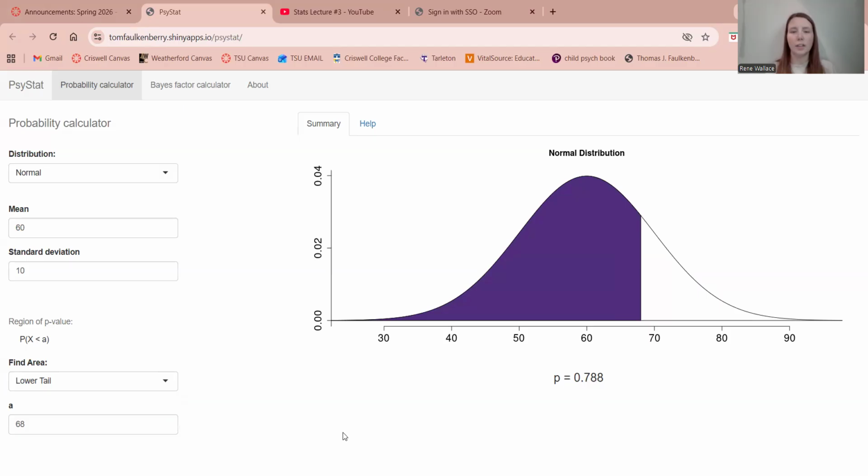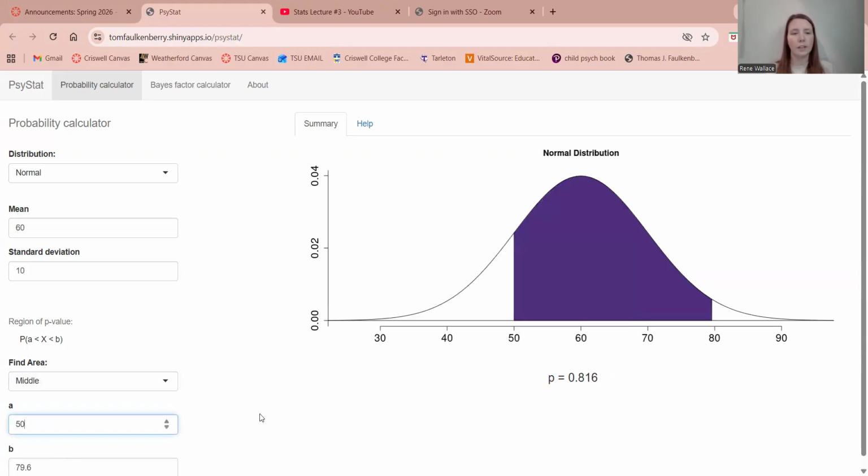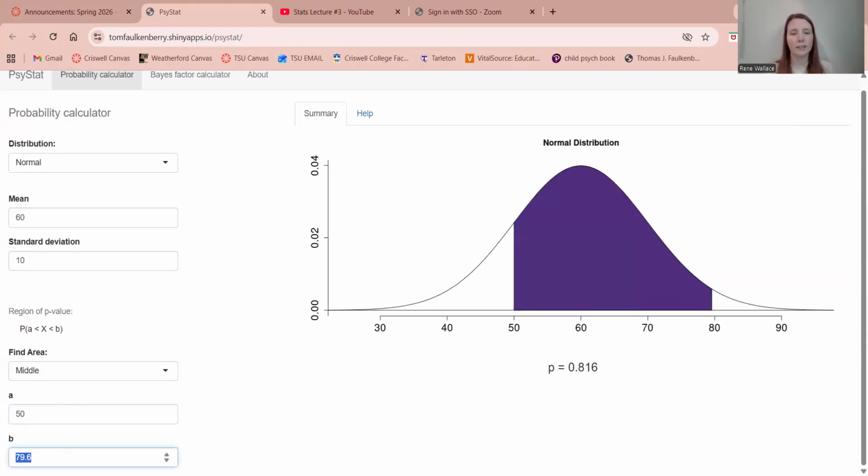78%. And then, oh, this is kind of tricky. What's it saying? Between 50 and 70. How do I do that? Let's look. We want to look at what's in the middle, between 50 and 70. Wow, 68%. It's really easy.